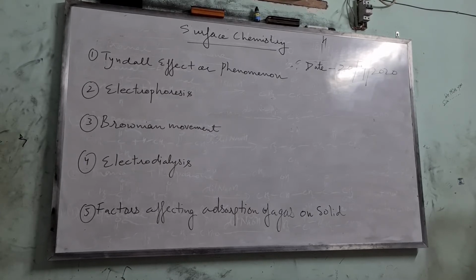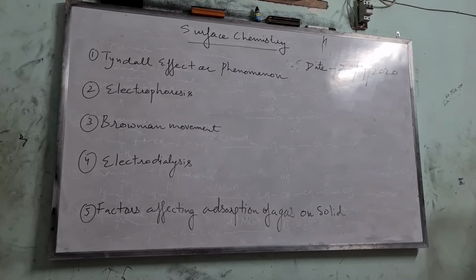So finally, what is Tyndall effect? It is the scattering of light or beam of light. That is, when a beam of light is passed through a colloidal solution, the path of the beam becomes visible. Next, number 2, we have electrophoresis. It is very easy.